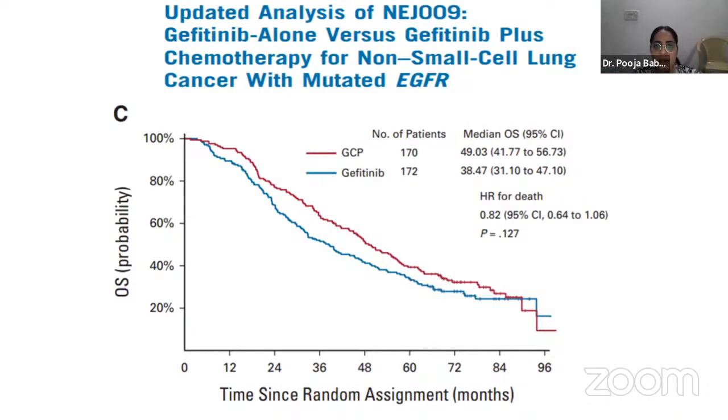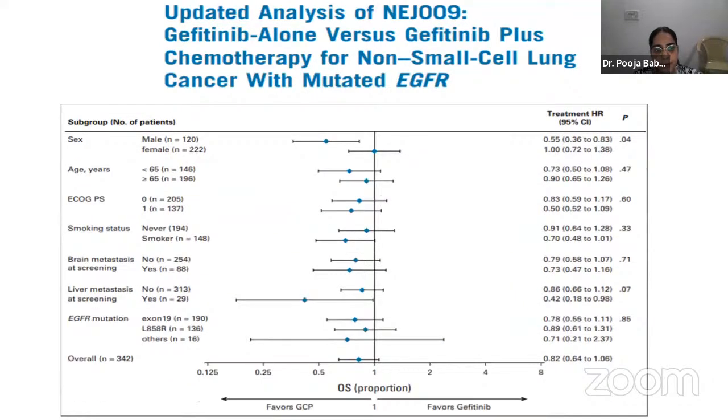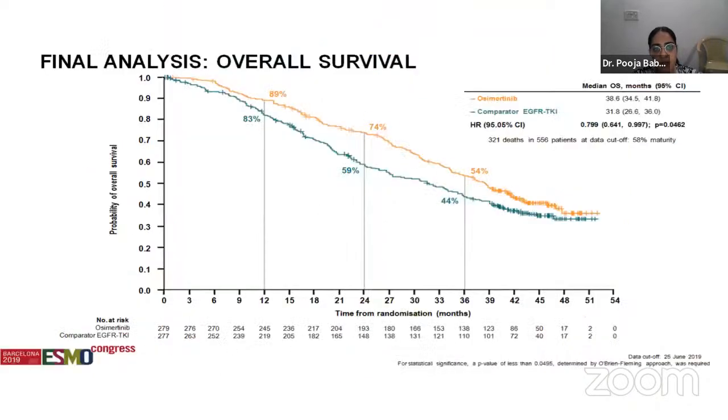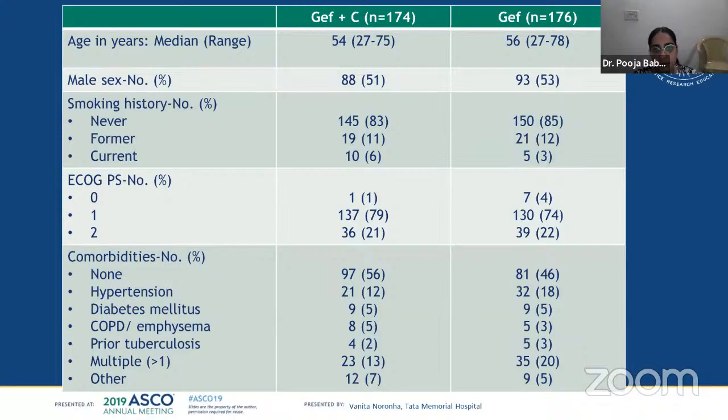So again, this is an updated analysis of NEJ009, again depicting the numerical OS benefit of 49 months versus 38 months with gefitinib. And again, it has shown a consistent survival benefit.